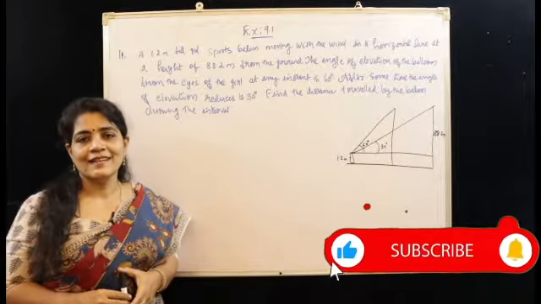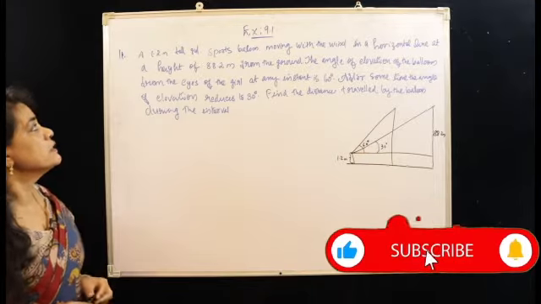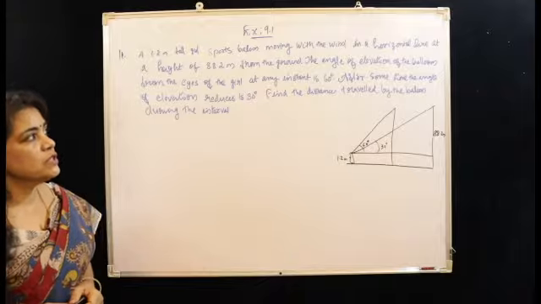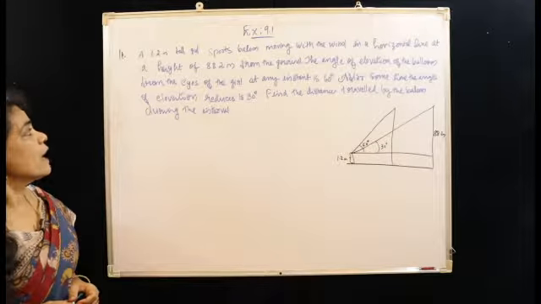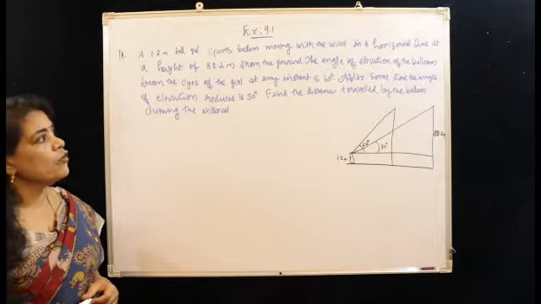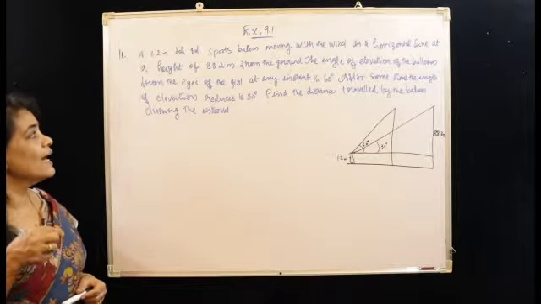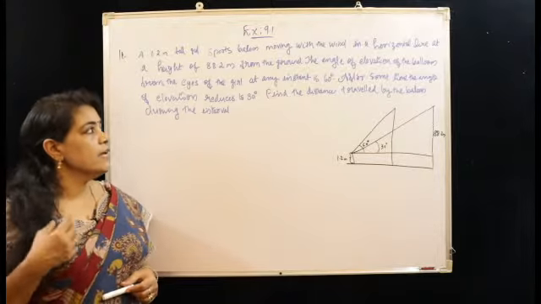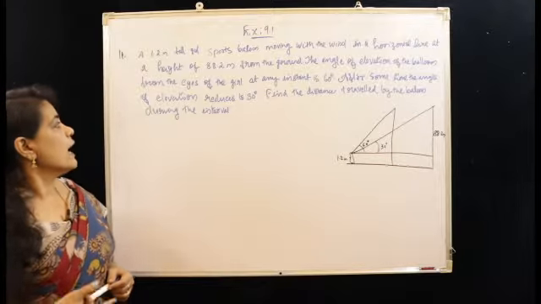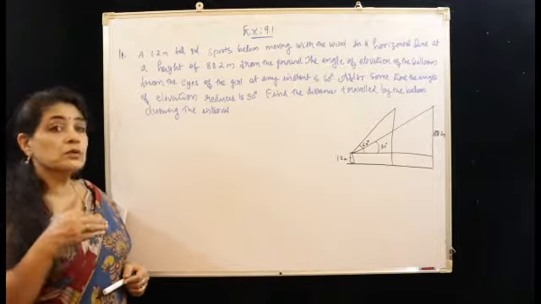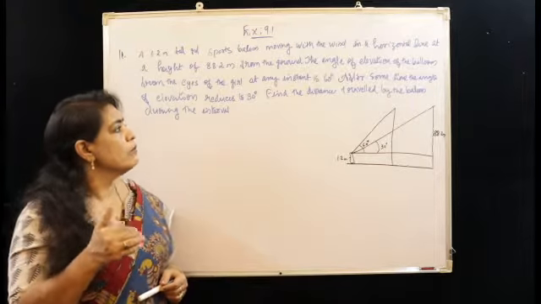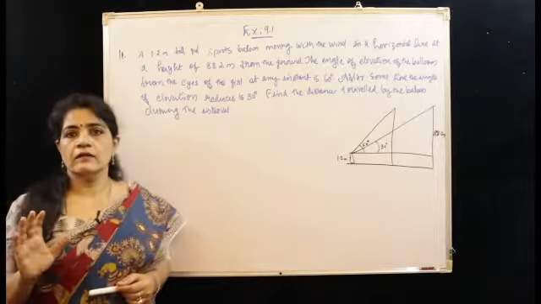Question number 14. A 1.2 meter tall girl spots a balloon moving with the wind in a horizontal line at a height of 88.2 meter from the ground level. The angle of elevation of the balloon from the eyes of the girl at any instant is 60 degree. After some time, the angle of elevation reduces to 30 degree. Find the distance travelled by the balloon during the interval.